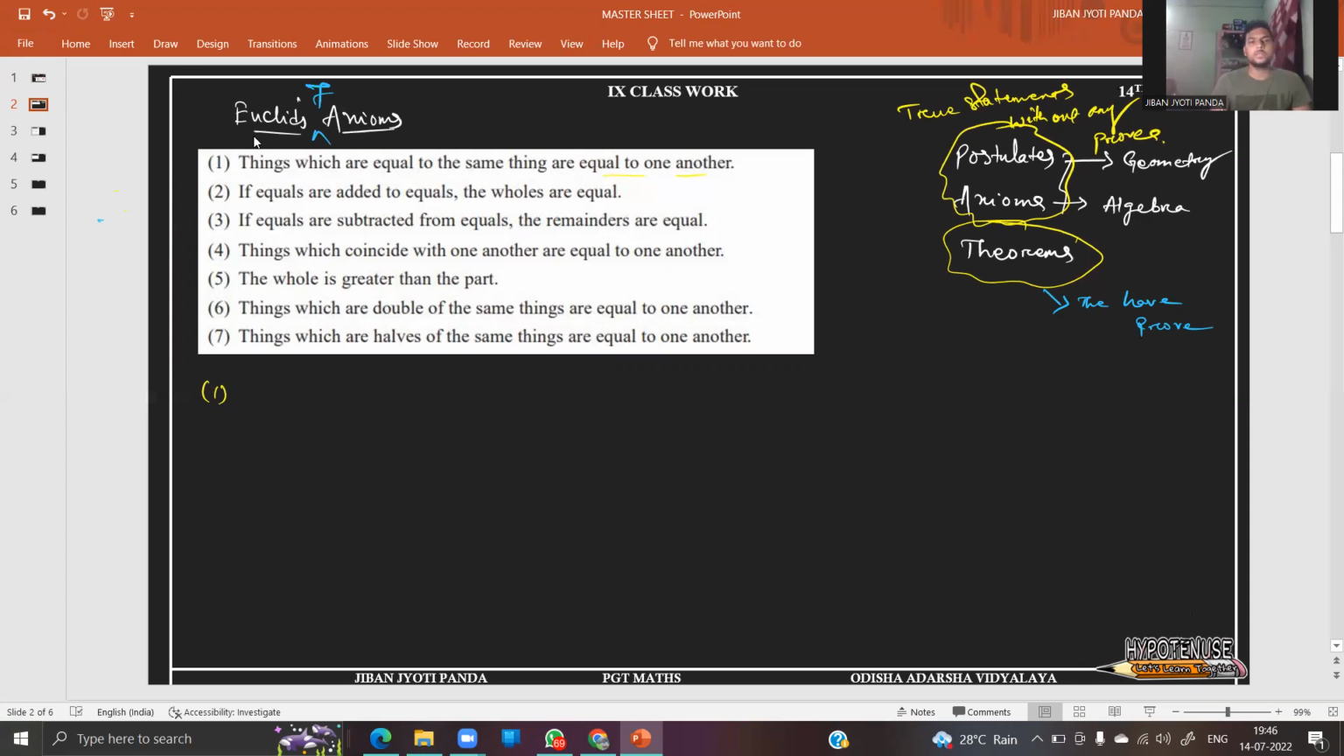Things which are equal to the same are equal to one another. We have been using this from long ago. Can we write it as: if A is equal to B, comma, B is equal to C, then what will happen? A is equal to C. अगर A B के साथ सेम है, B C के साथ सेम है, then A C के साथ सेम.